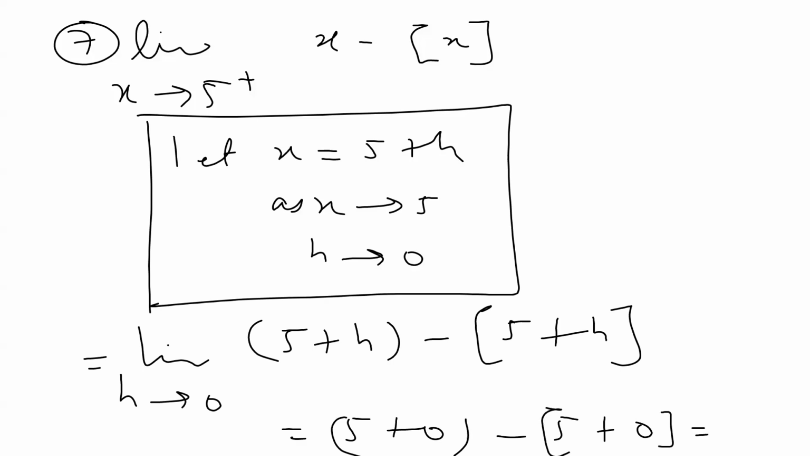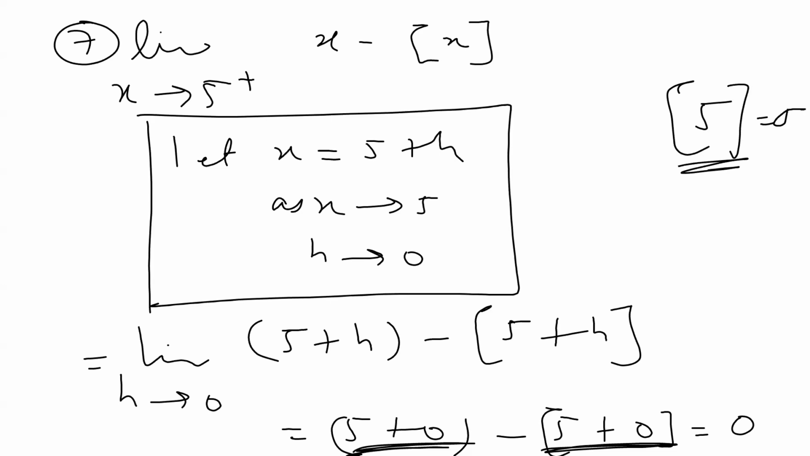So this is going to be 5 minus greatest integer of 5, which is 5. So the answer is 0 because box of 5 is 5. This is greatest integer function, so the integer remains the same.